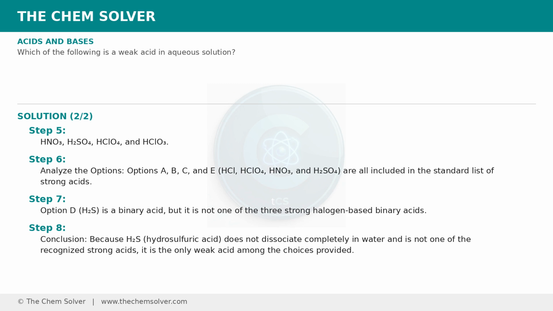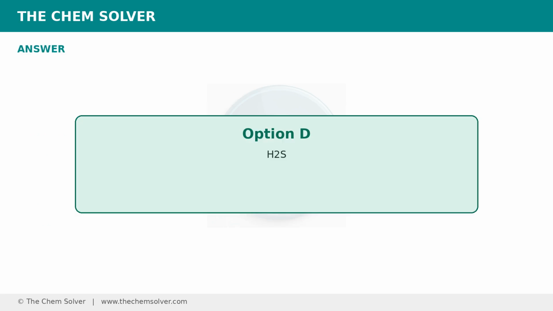Conclusion: because H2S, hydrosulfuric acid, does not dissociate completely in water and is not one of the recognized strong acids, it is the only weak acid among the choices provided. The correct answer is option D, H2S.